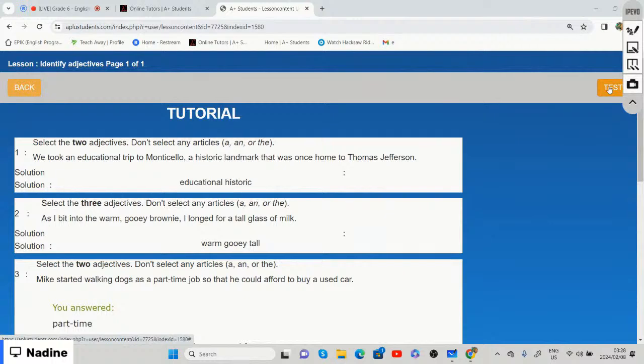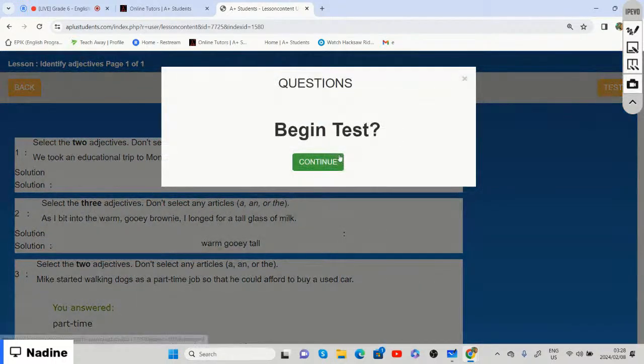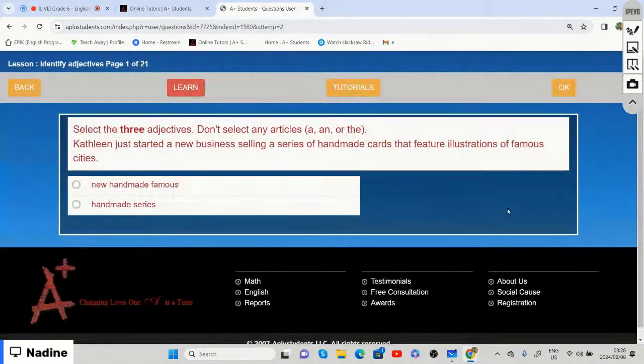So now let's go to our test where we're going to identify adjectives. We're going to select three adjectives, right? And don't select any articles such as a, an, or the.